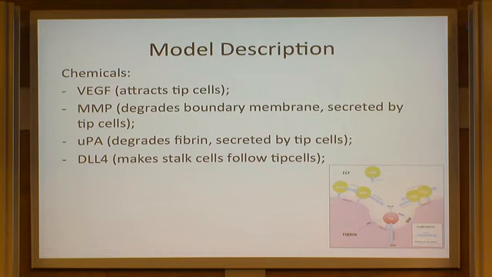There's UPAs. Don't ask me about the abbreviations. I can look them up for you, but these are big words, and I would almost break my tongue pronouncing these names. UPA will degrade the fibrin here, and this is also secreted by the tip cells. And then there is the DLL4 or DLL notch, and this DLL4 will actually make the stalk cell. This is also secreted by the tip cells.